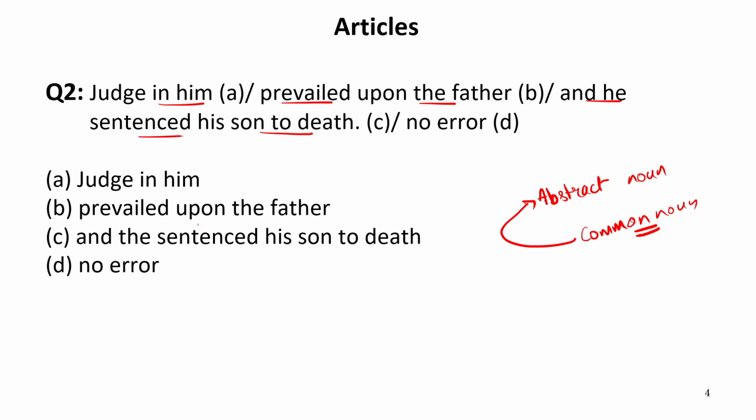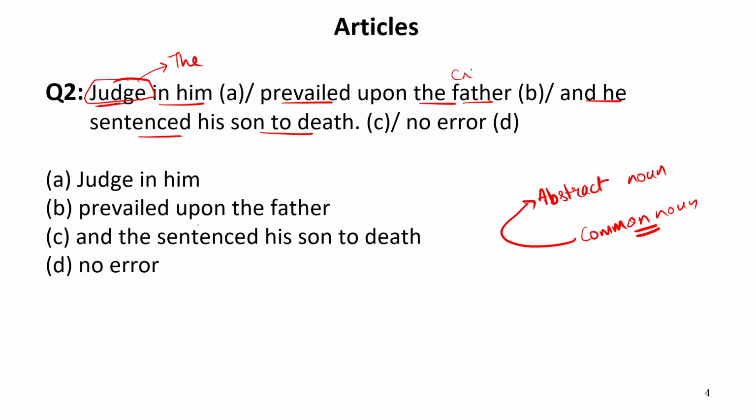For example, if we see in this sentence, it is written judge in him. Now, there is no judge inside somebody else. In fact, we are talking about that particular quality of the judge that he possesses. So his quality of being a judge. So this judge has been used as an abstract noun over here. That is why we have to use the judge. So the correct sentence will be, the judge in him prevailed upon the father, and he sentenced his son to death.